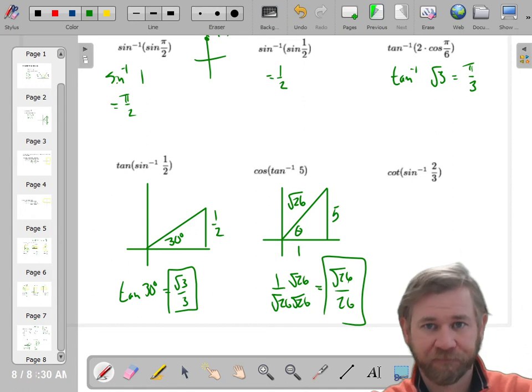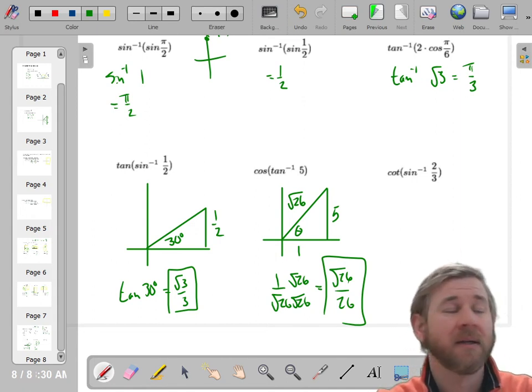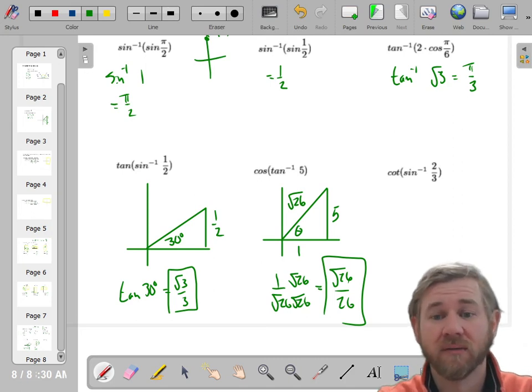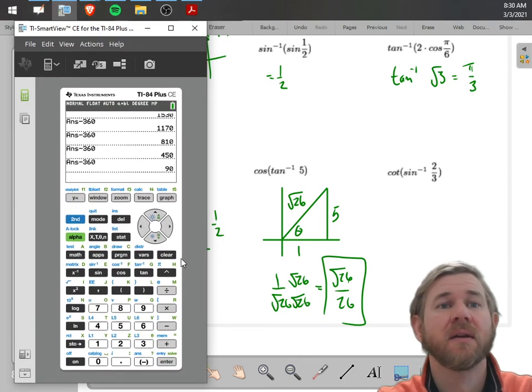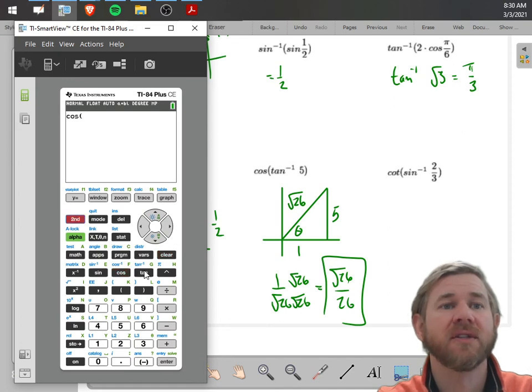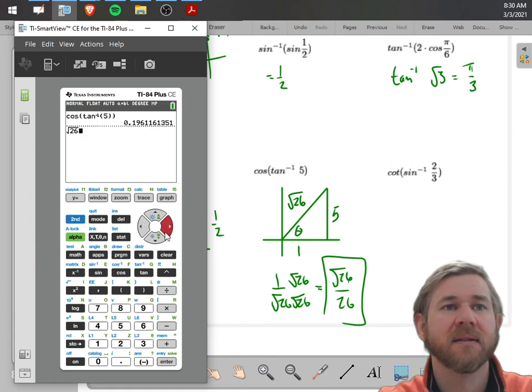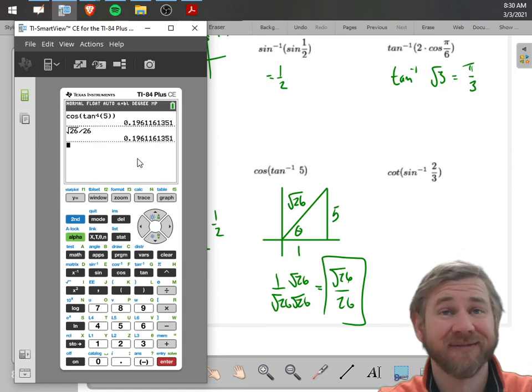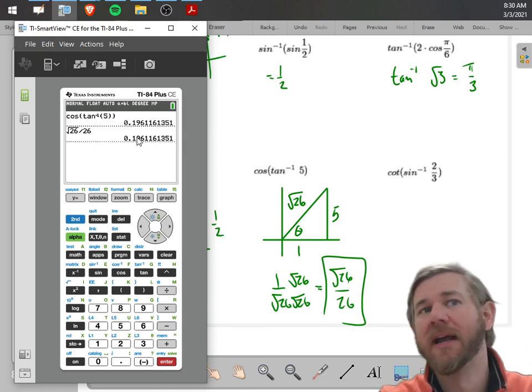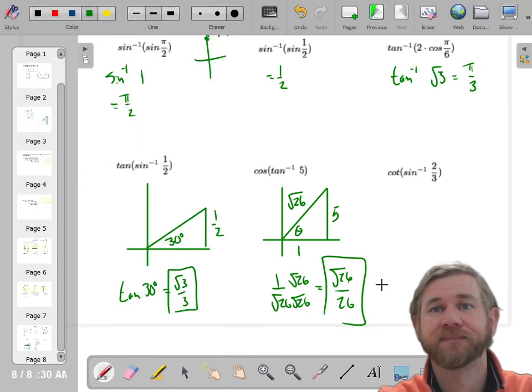But let me show you, if you bring up the calculator, what happens. So I'm going to say the cosine of the inverse tangent of 5. Make sure I'm in degrees, doesn't really matter. Radical 26 over 26. Look at that, huh? That's pretty cool. Okay, so I know I did it right. Calculator doesn't help you a ton because that's not an exact answer. I need an exact answer, but it does help you check it.